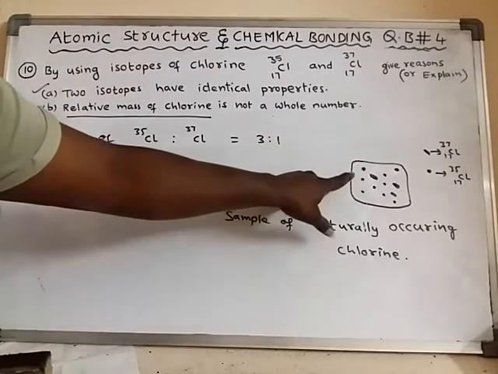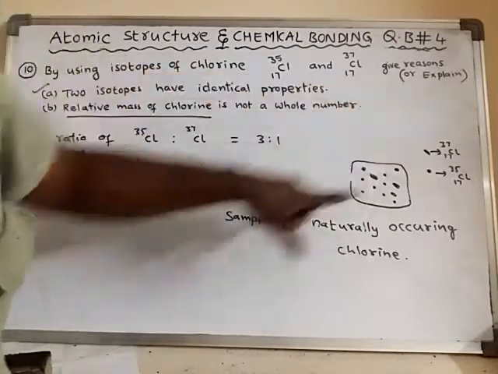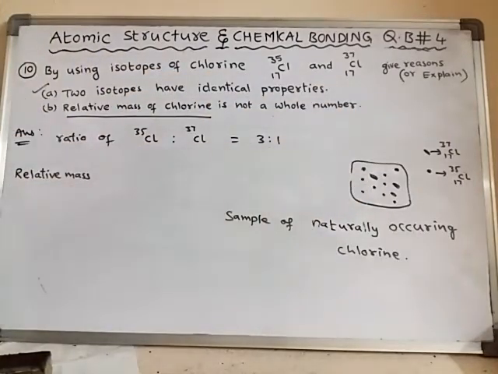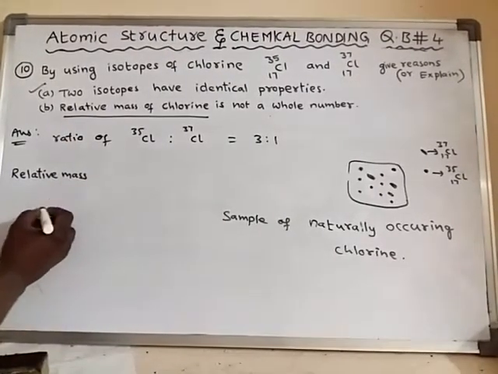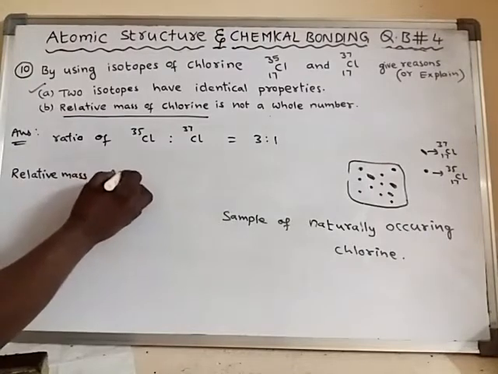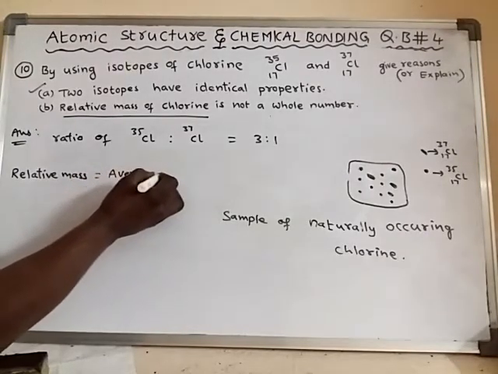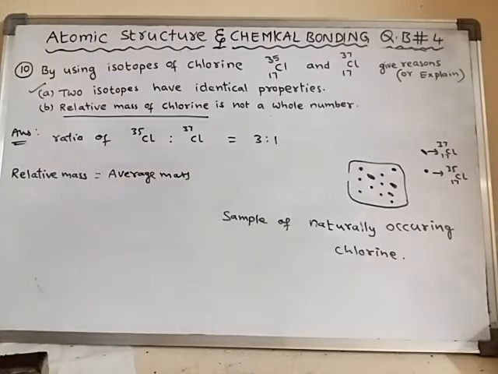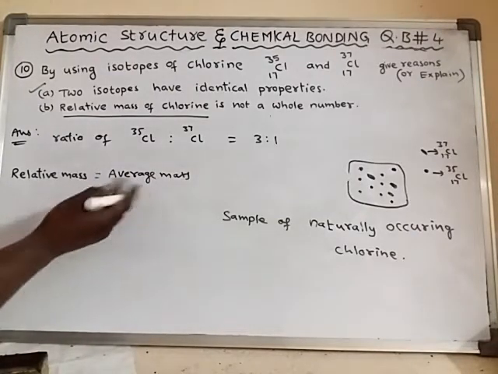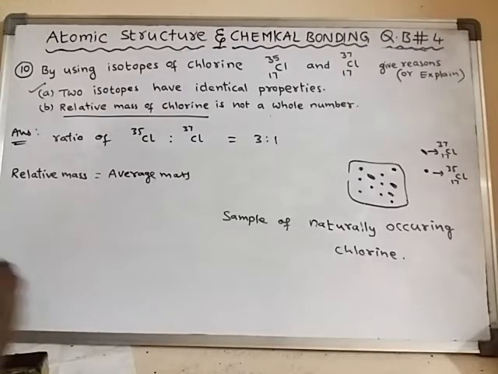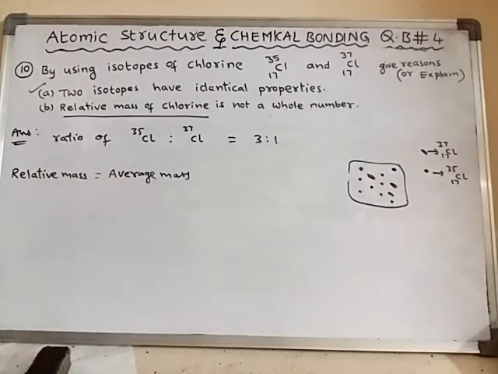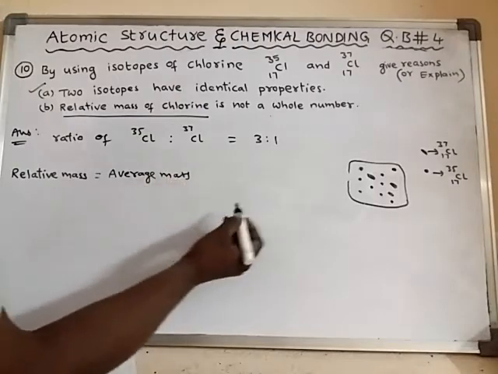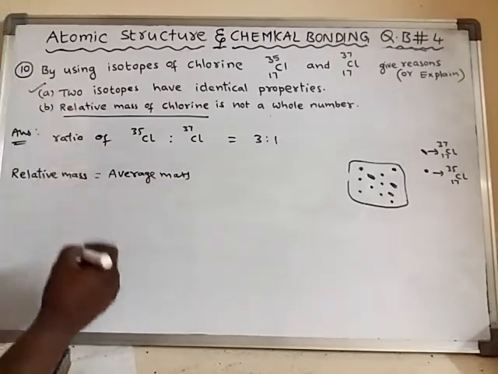So altogether, how many atoms are present? These atoms are present in the ratio of 3:1. Then how to find the relative atomic mass? Relative mass is nothing but average mass. Then how to find the average mass? We can simply find it by using a small formula.